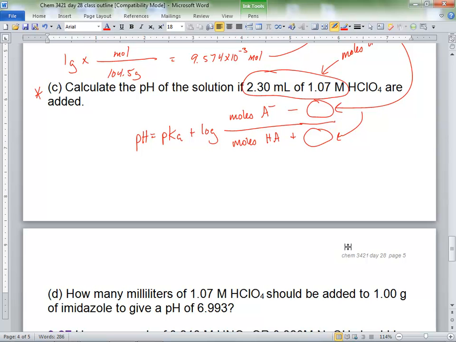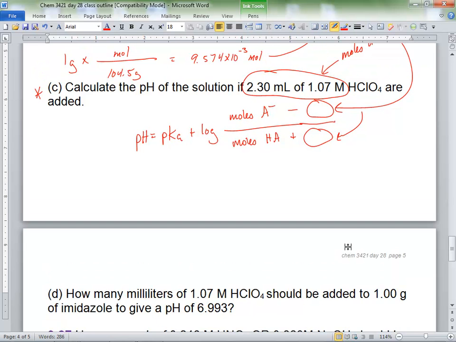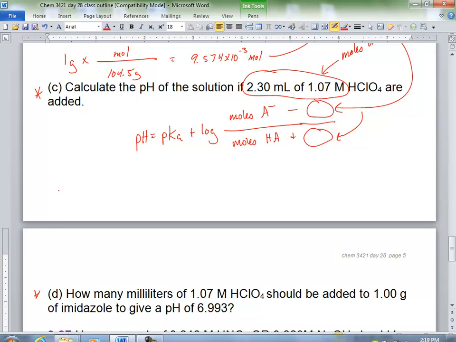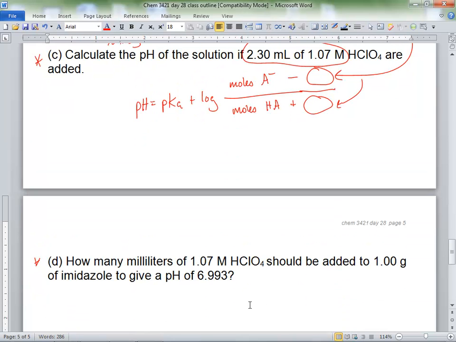It just keeps going on from there. We have about 1 minute though. Let me finish this. This is the last part, and it's kind of a trick question. How many milliliters of 1.07 molar HClO4 should be added to 1 gram of imidazole to give a pH of 6.993?